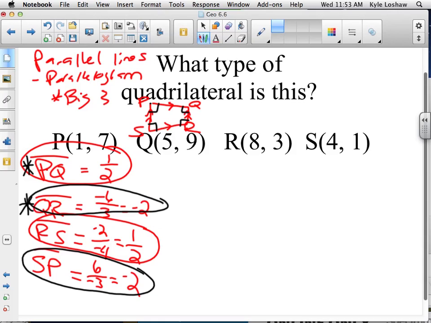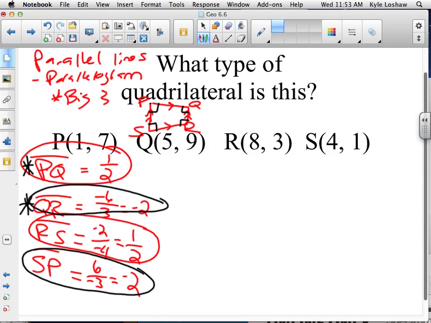Wow. So now that we have 4 90-degree angles, what are the only 2 shapes it could be right now? Correct. It's either a square or a rectangle. How are we going to determine if it's a square or a rectangle? How are we going to figure out the lengths of the sides? We're going to use the distance formula.